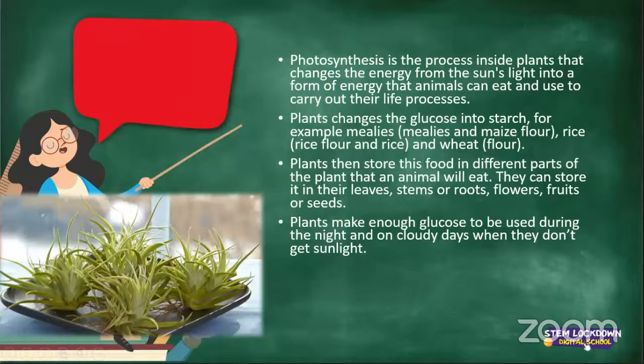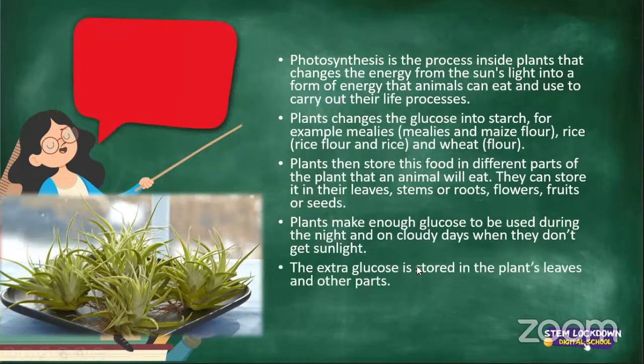So you can imagine on a rainy day, or when the day is very miserable and very cold. In South Africa, we can have lots of those days, a good 3 to 4 days when it's very cold, it's raining, and there's no sunlight. So really the plants need to make enough glucose to last them on very cloudy days and of course at night. Now, the extra glucose is stored in the plant's leaves and other parts.